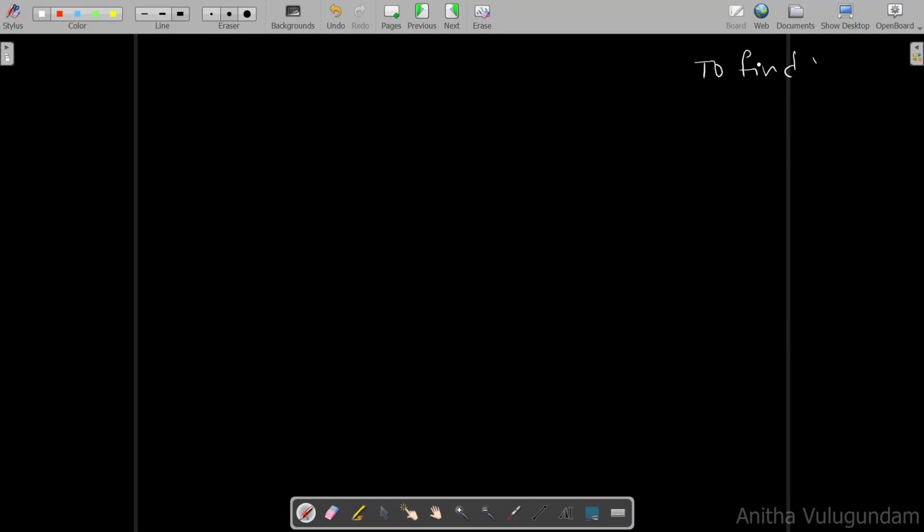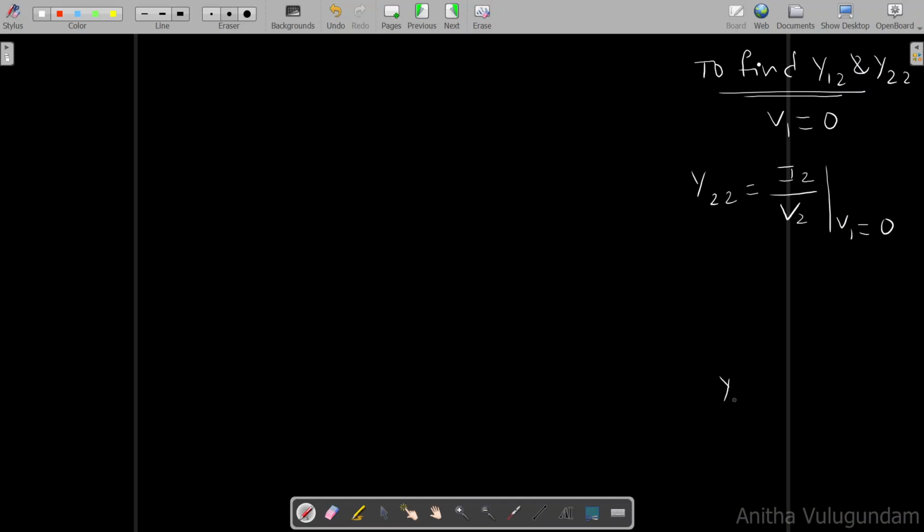To find Y12 and Y22, V1 equal to 0. We can write here Y22 equal to I2 divided by V2 when V1 equal to 0, and Y12 can be written as I1 by V2 when V1 equal to 0. Let me redraw the circuit for this.